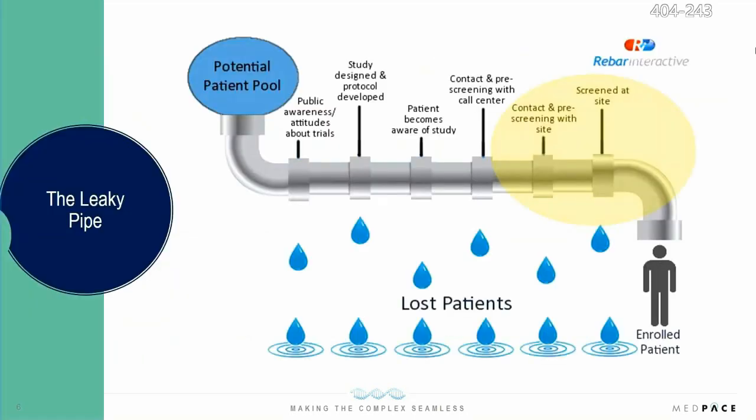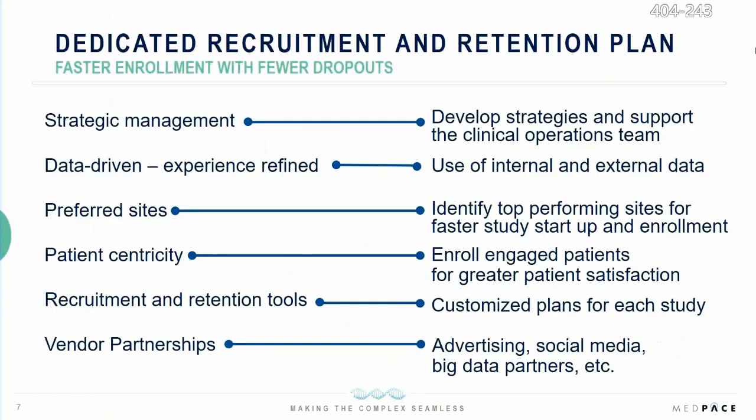I really like this illustration on the leaky pipe that Rebar Interactive produced. It really shows that you start off with a large patient pool, and due to issues that could be related to the inclusion, exclusion criteria, patient awareness, even if they do fit the initial IE criteria, screen failures, you can see that what at first glance seems to be a very large patient pool can really dwindle down. And so how do we really manage that?